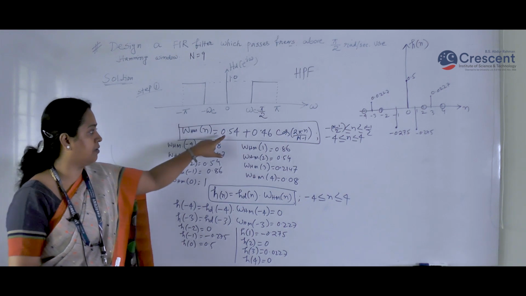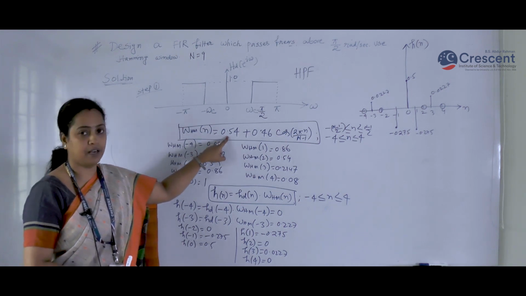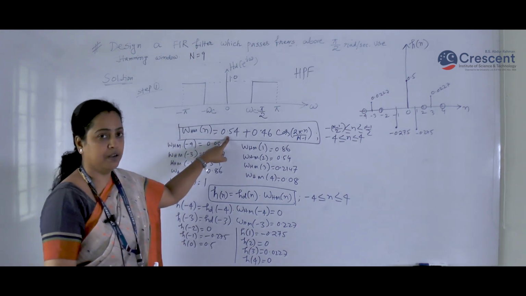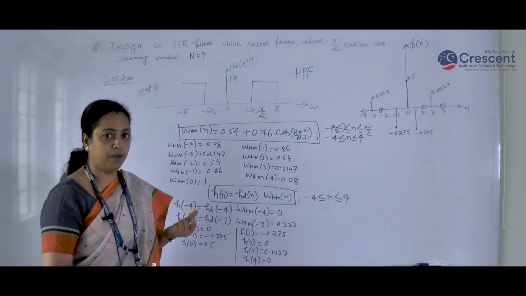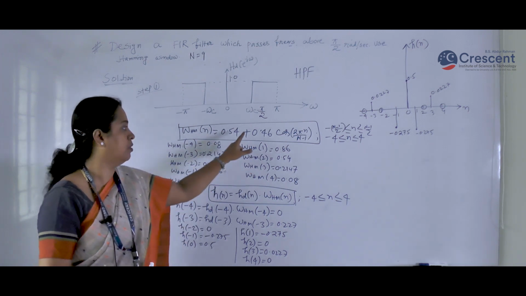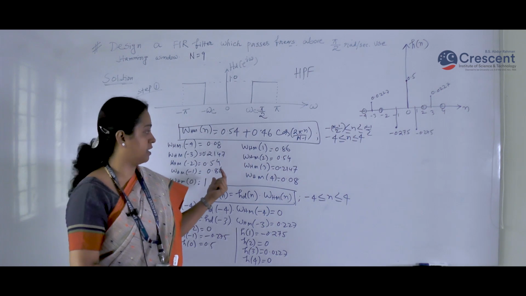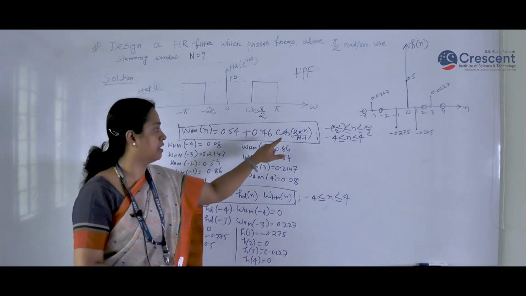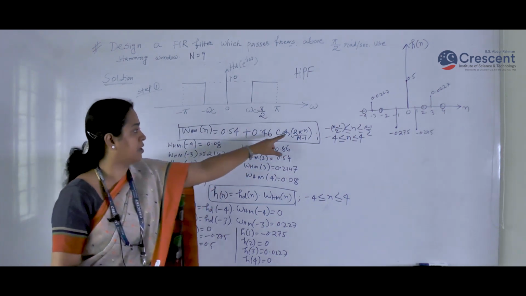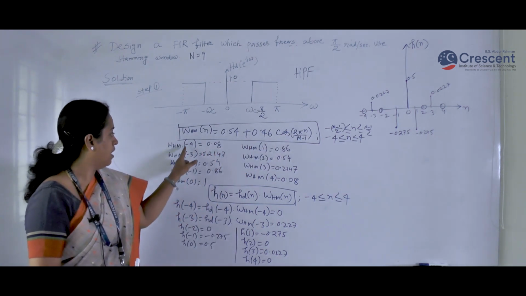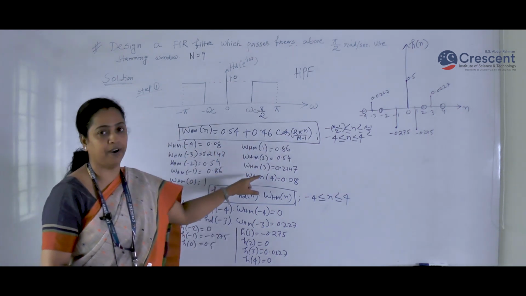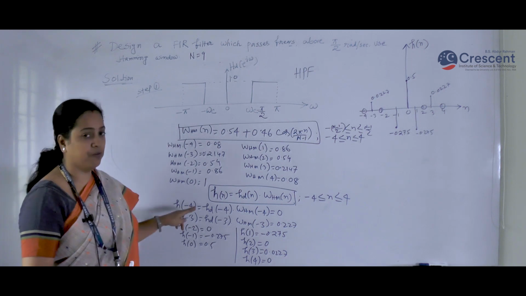So these values are calculated using this expression by keeping the calculator mode in radian. If we keep the calculator in normal mode and try to calculate, the values will not be correct. So we have to set the calculator mode to radian, and then by substituting the value of n from -4 to 4 we will be finding the values of window function.